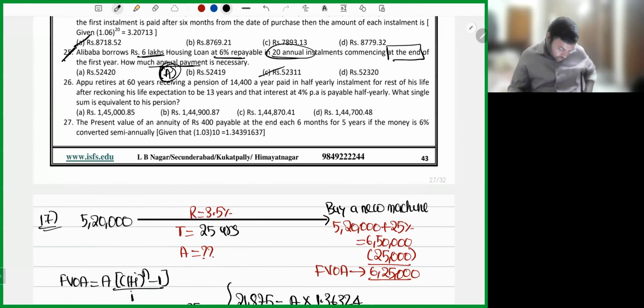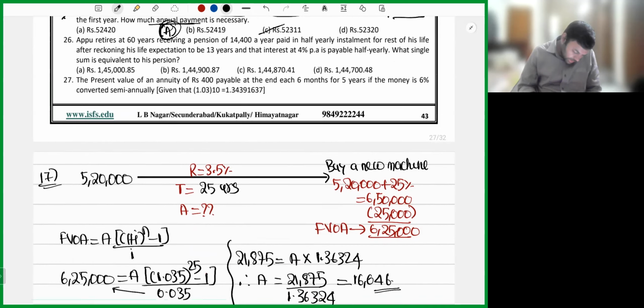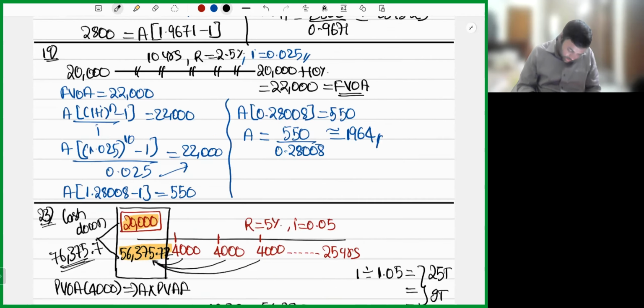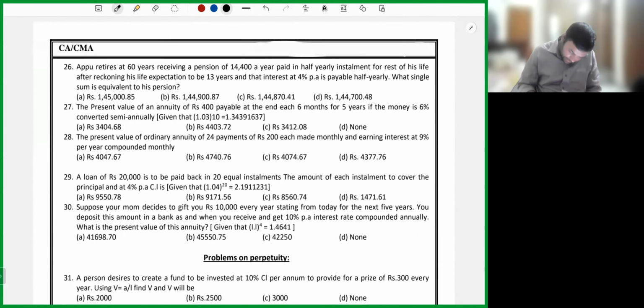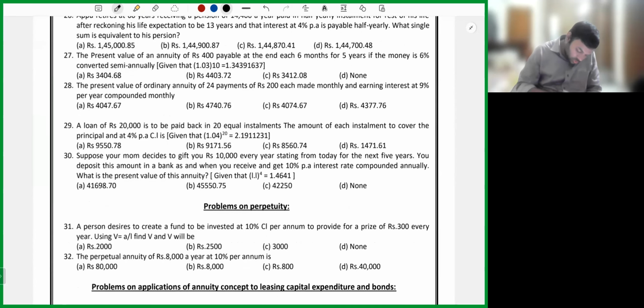Now, I want you to solve one sum before proceeding further, my dear friends. Which sum is this? I want you to solve this question number 29.